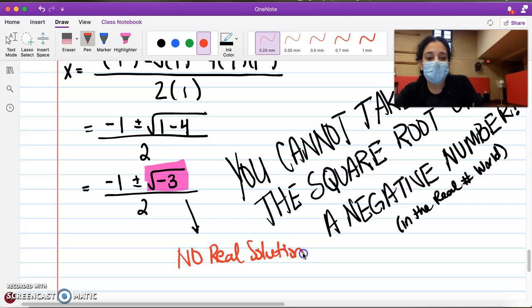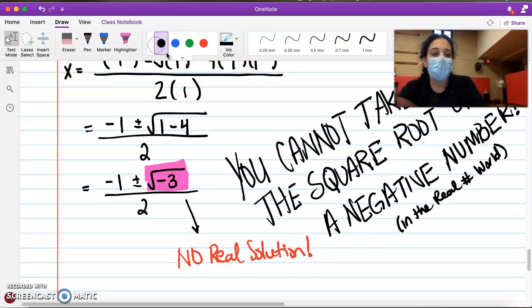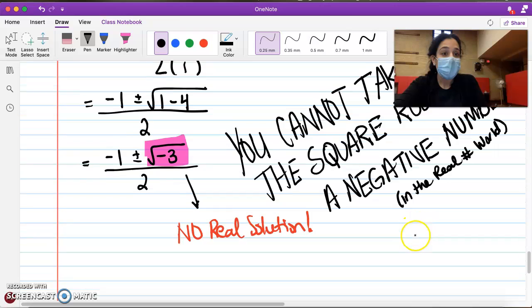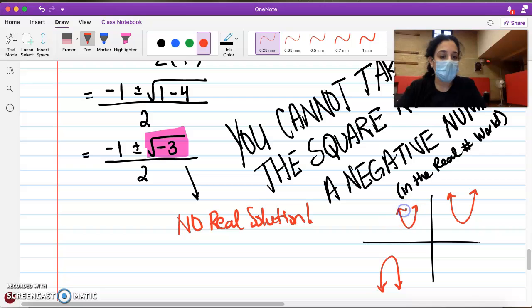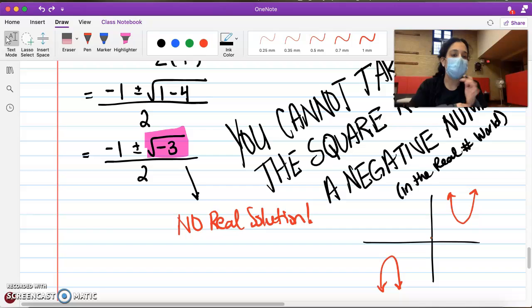What does this mean graphically? Can you have no x-intercepts? Yeah. Your parabola can literally float and never, ever, ever touch the x-axis. It can go here, it can be here, it can be anywhere, but it could never touch the x-axis. So therefore, there are no real solutions. Therefore, there are no x-intercepts.